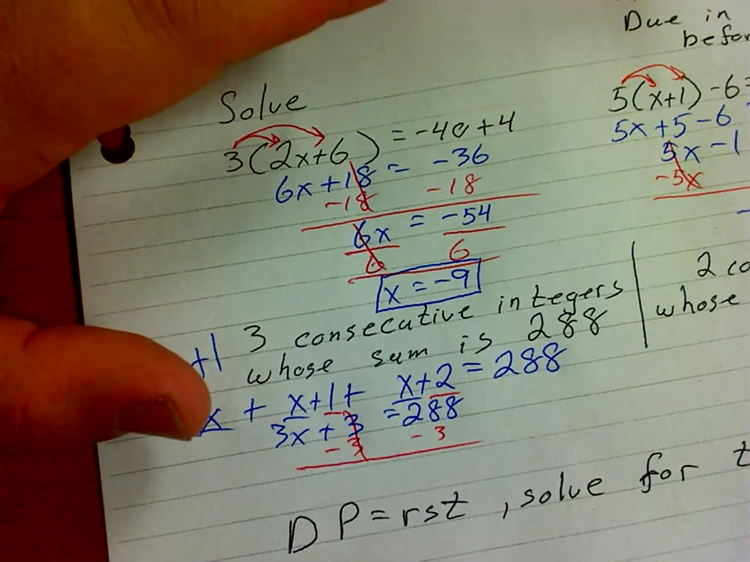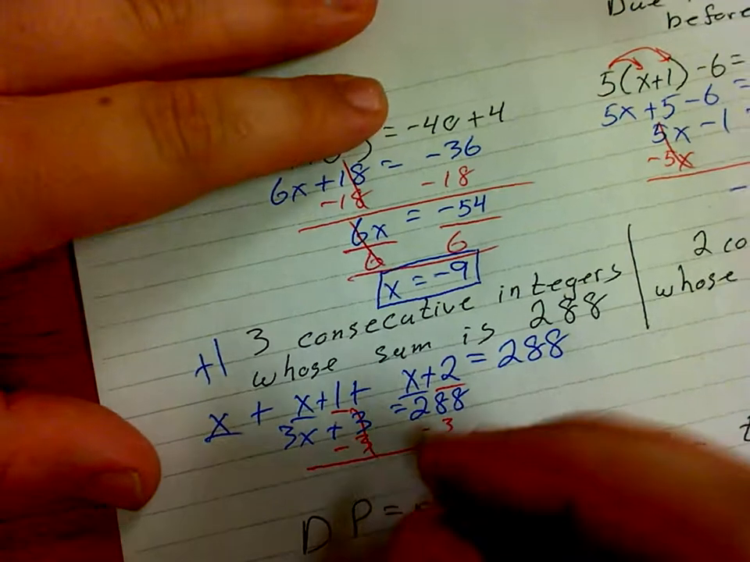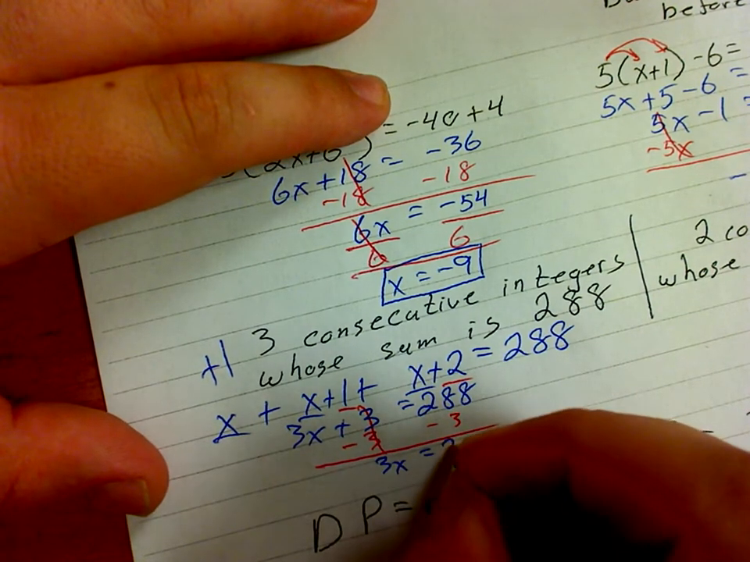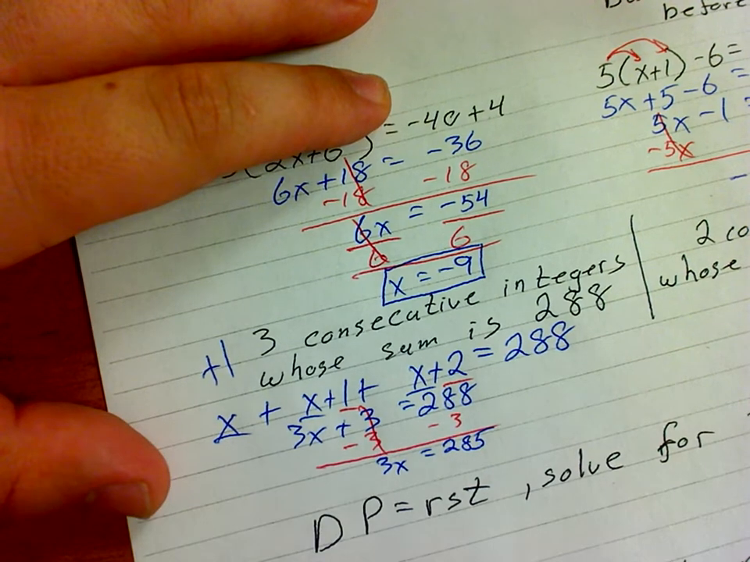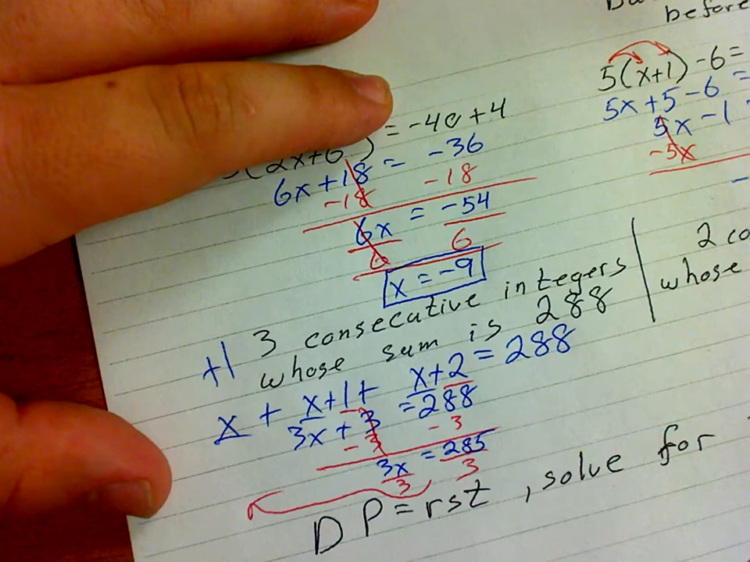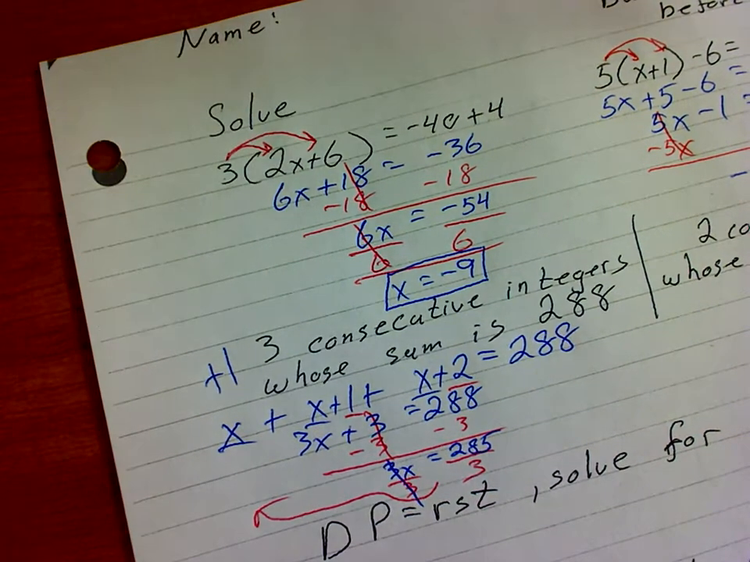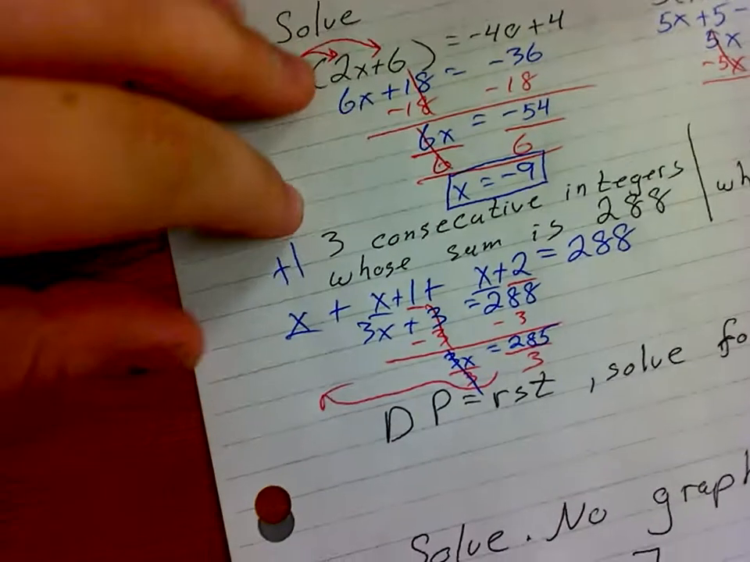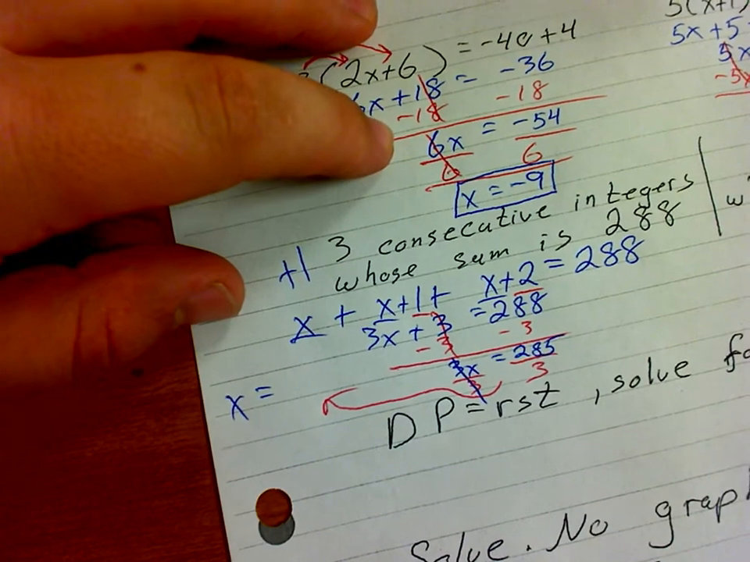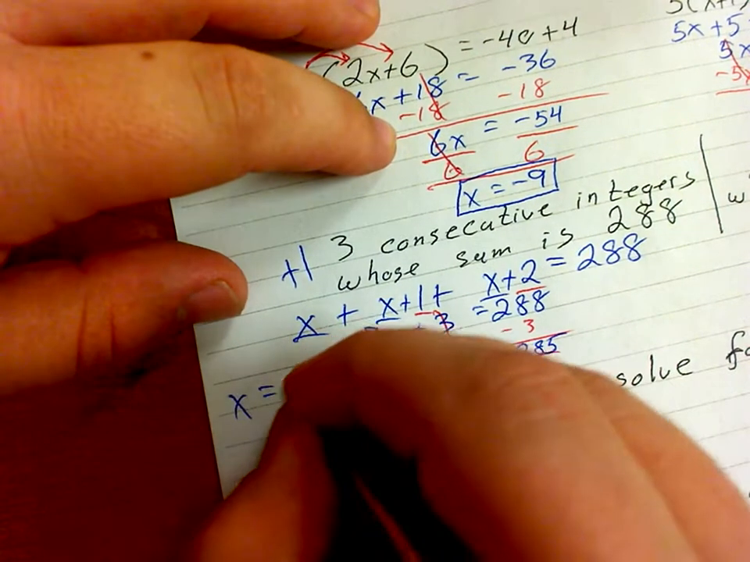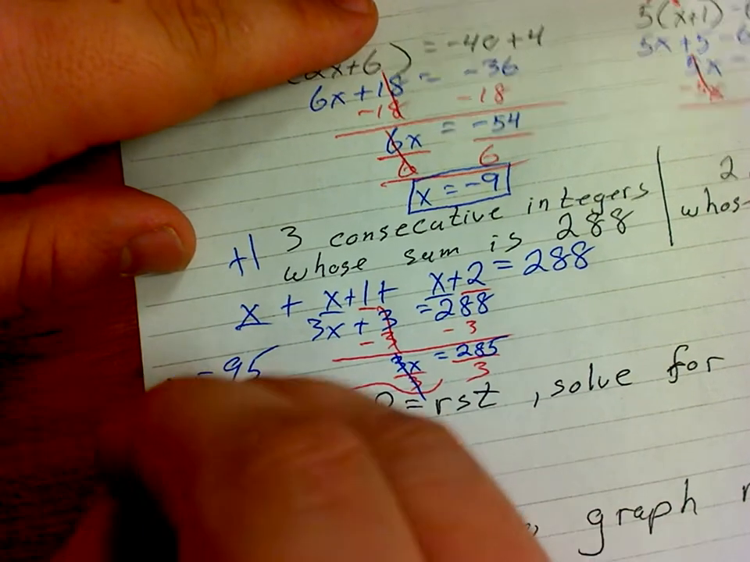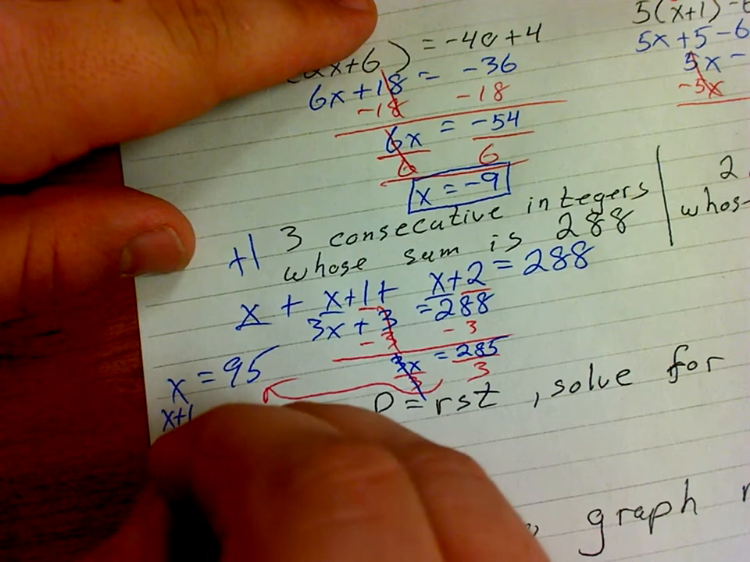Okay? Then the 3's cancel out on the left, leaving us with 3x is equal to 285. Then we get rid of the times 3 by dividing both sides by 3. I'm running low on room, so I'm going to write it over there. 3's cancel out on the left, giving us just x is equal to 285 divided by 3, which is 95. Now keep in mind, that's not our final answer. That's just the first term x. We still have to find x plus 1 and x plus 2.